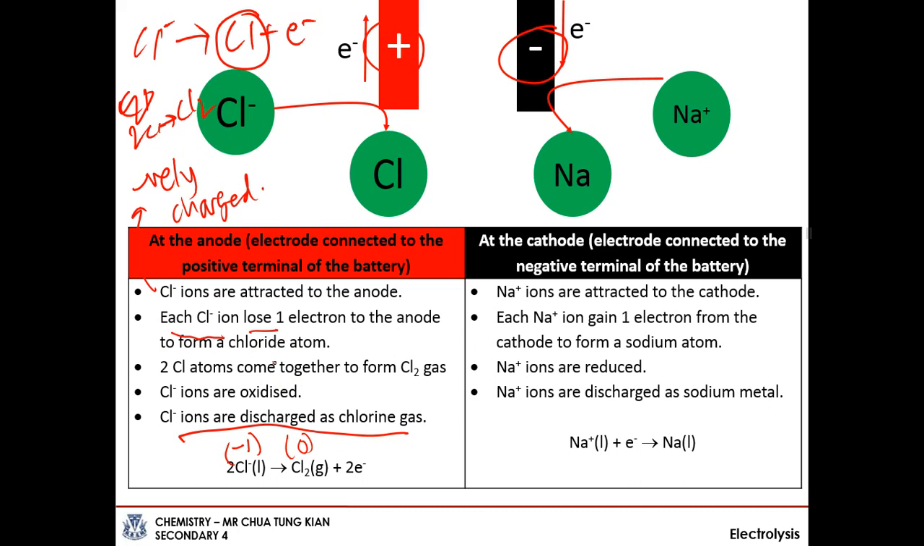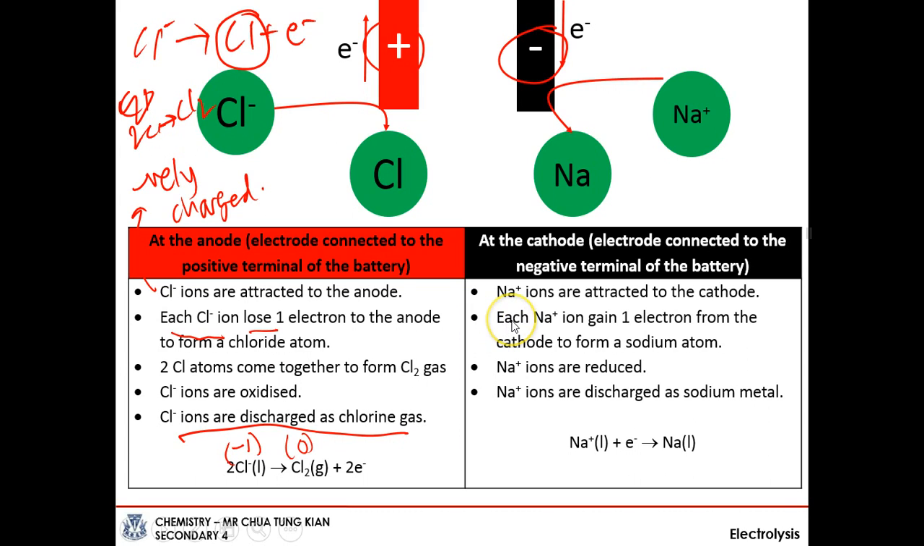So during the electrolysis of molten sodium chloride, you would probably be able to see some greenish vapor coming out, and this greenish vapor would be chlorine gas. And if I link this back to QA, how do you check for the presence of chlorine gas? It would be with a damp blue litmus paper. So blue litmus paper will turn red and then it will be bleached. So this is a distinguishing test for chlorine gas under QA.